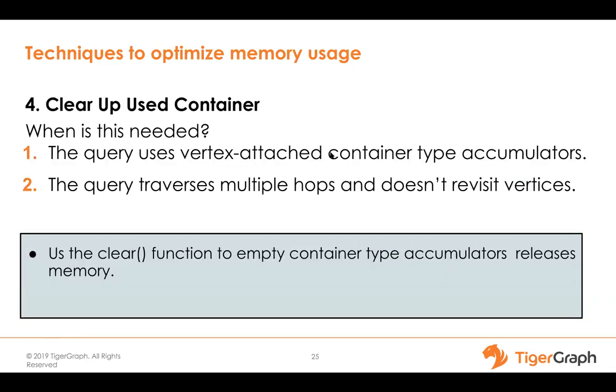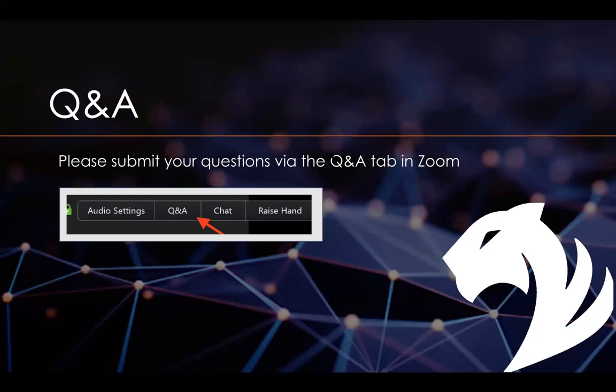So that's the fourth technique. And that's all the content we have today. We talked about the memory composition of the TigerGraph system, what consumes the most memory in the query, what the semantics and operations in the query are that consume more memory, and the techniques to mitigate this problem and optimize the memory.